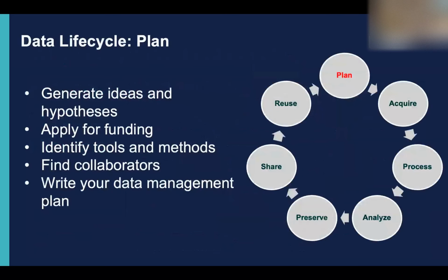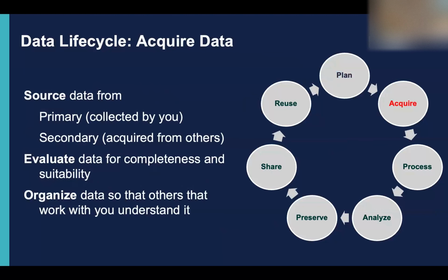So first we start out the planning stage. You're generating ideas, you're coming up with your hypotheses, you're applying for funding, you're trying to figure out what tools or methods you might use, you're looking for collaborators, and you're writing your data management plan. Then you're trying to acquire your data. You might be sourcing it from a couple different places. Primary data is the data you've collected. And secondary data we refer to as that you might have gotten from another source, like census data, for example.